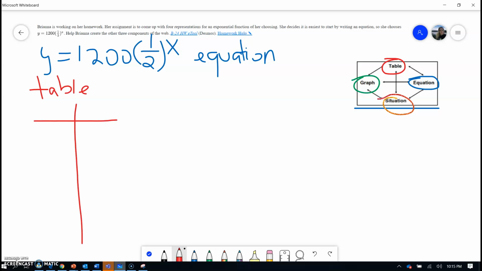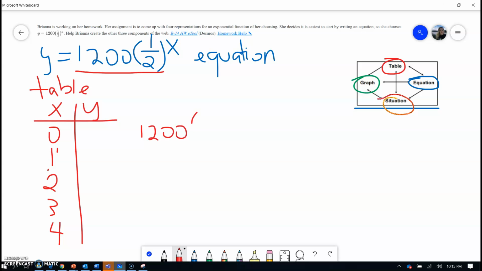So let's do an x-y table starting from 0, and we'll just try and work our way down to the number 4. If we know our x values, we want to use 0, 1, 2, 3, 4, we have to figure out our y values. And those are essentially from our equation. Now that we have an equation, we can do that. What we do is every time we see an x, we replace it with the value of x we've chosen. So we have 1200 in the first one times 1/2 to the power of 0.